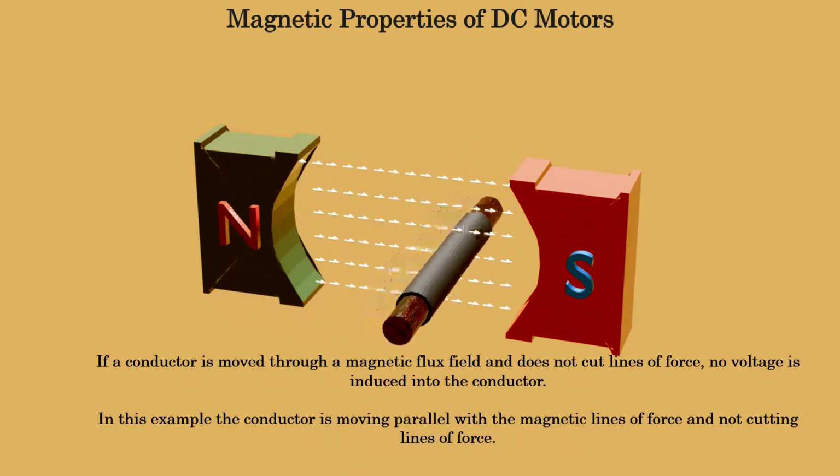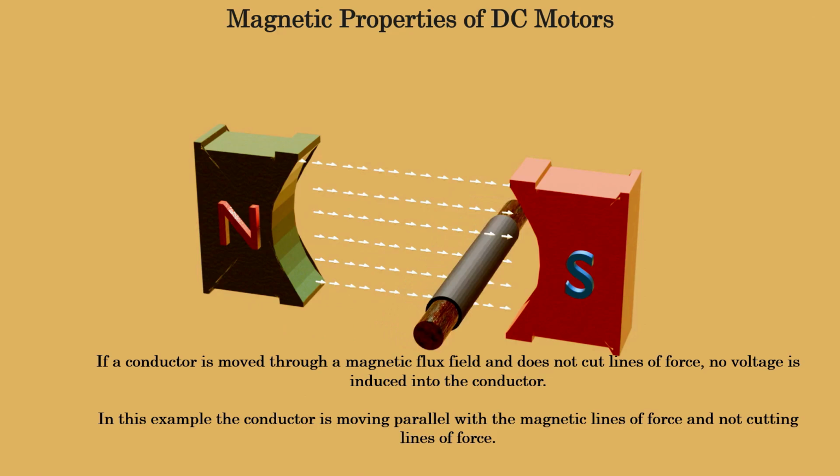If a conductor is moving through a magnetic flux field and does not cut lines of force, no voltage is induced into the conductor. In this example, the conductor is moving parallel with the magnetic lines of force and not cutting lines of force.